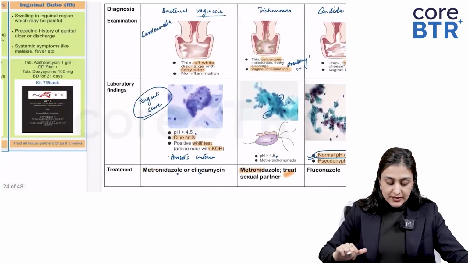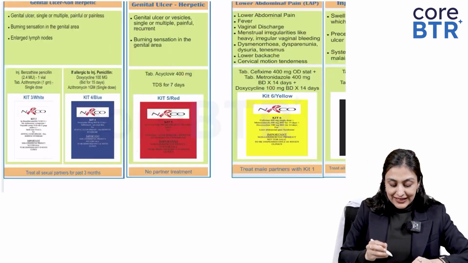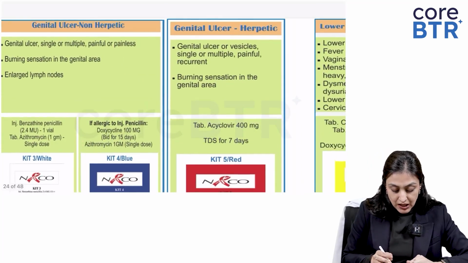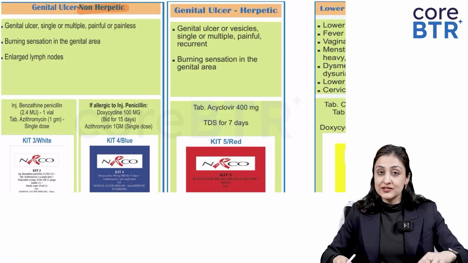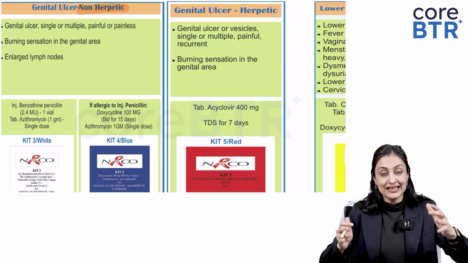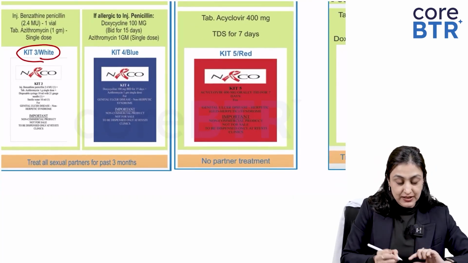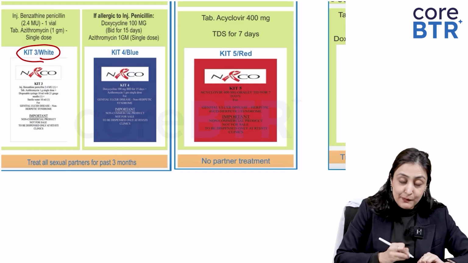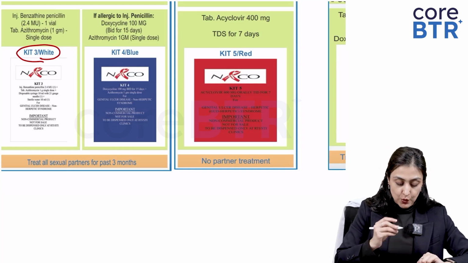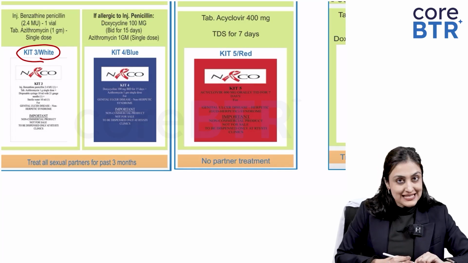So now let's understand these kits. When I have a non-herpetic ulcer, right, we have to treat 3 things essentially by giving azithromycin and penicillin. So my kit 3 is the white kit. I give penicillin 2.4 million units, 1 vial, and I give azithromycin single dose.